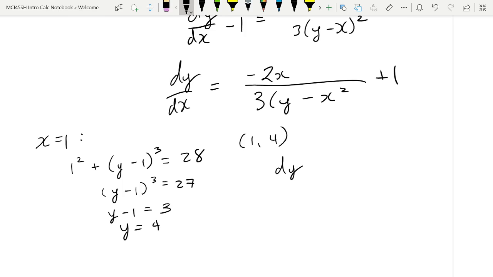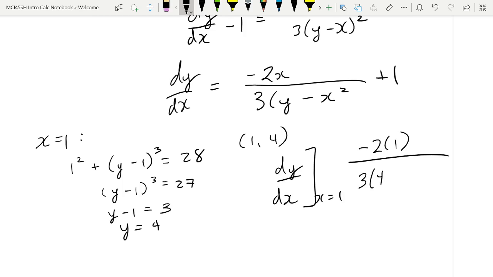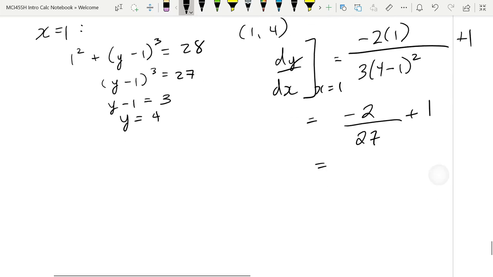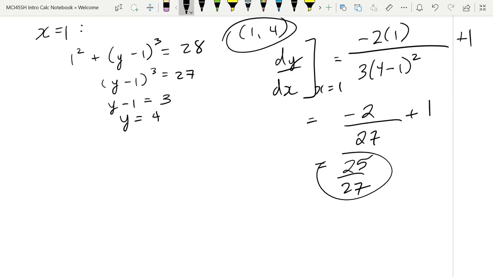And let's find dy by dx when x is 1. And I already know that the y is 4, so that's negative 2 times 1 all over 3 times 4, forgot the bracket there, minus 1 squared plus 1. So that is equal to negative 2 over 3 times 3 squared, so 27 plus 1, which is 28 over 27, so that's 25 27ths. So I have a point, I have a slope, I have an equation. I actually only really wanted the slope. This is the answer. Find the slope. Found it.